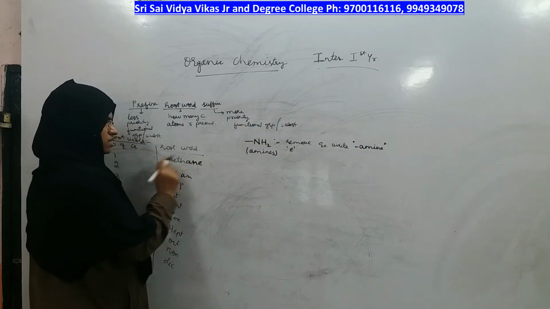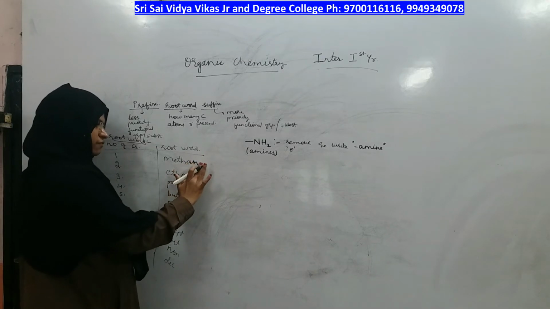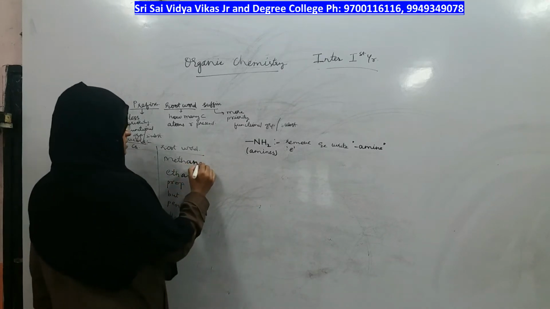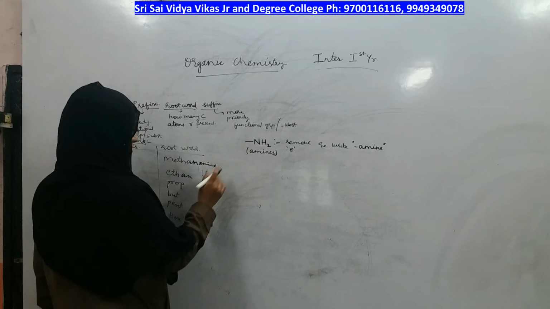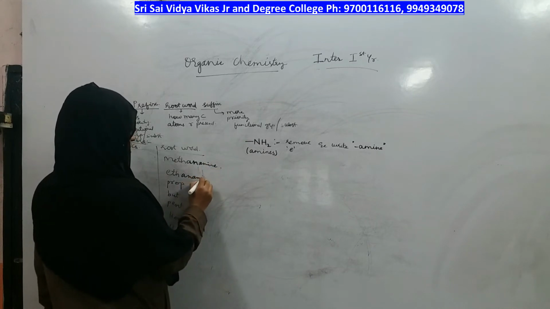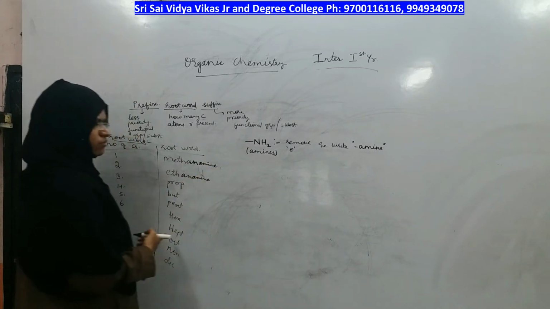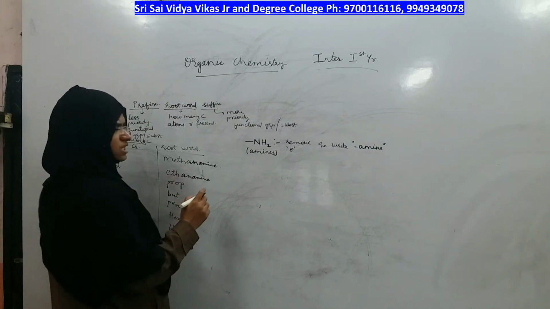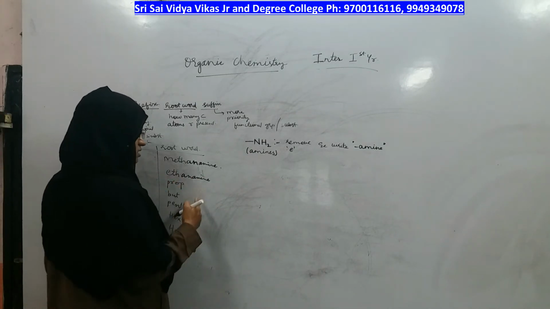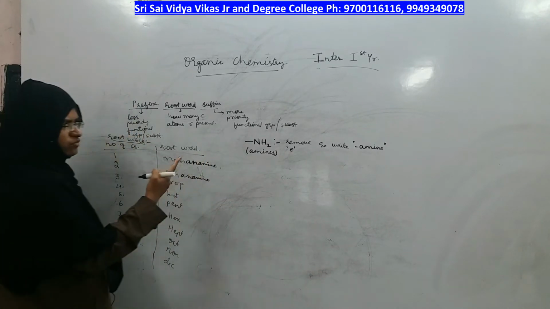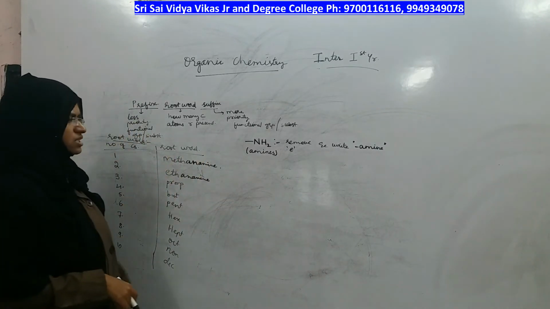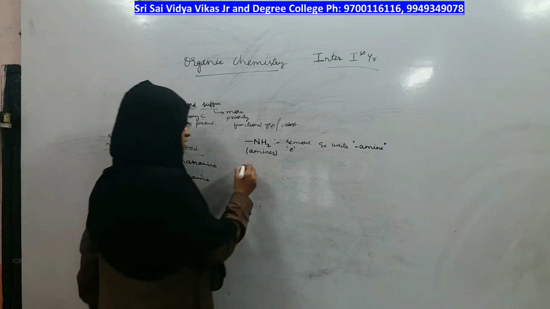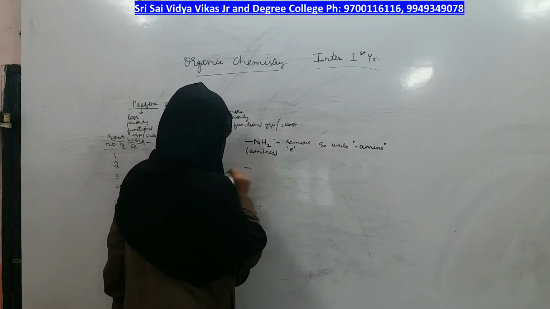Let us apply that on methane. If the name is methane, you have to remove E and add amine: methanamine. Same way, for ethane, ethanamine. For propane, propanamine. If ethene is there, ethenamine. Propene, propenamine. You have to remove E and write amine as the suffix, right? Same way, what next can you have?